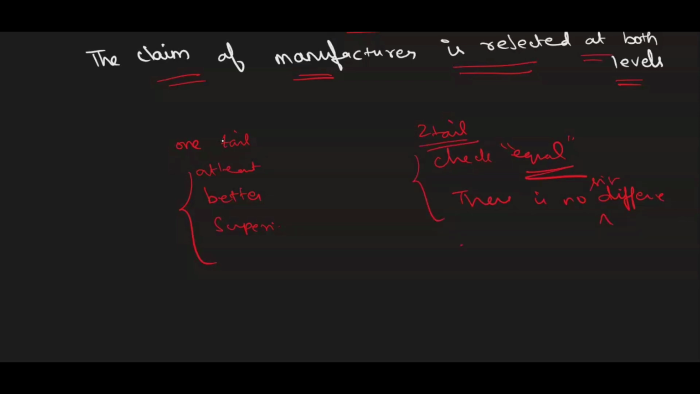Whenever I say equal, then it can be less than or greater than, so we are going for a two tail test. Whenever I say at least, better, superior, inferior, it's like comparatively I'm asking which is better, then in that case we'll go for a one tail test.